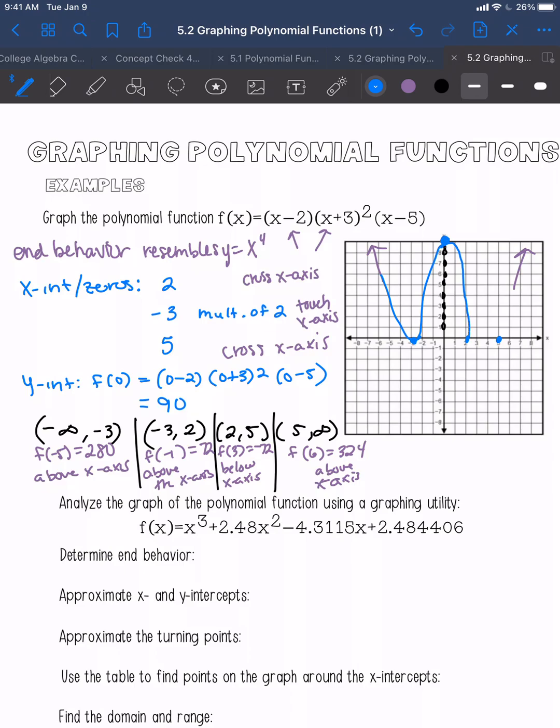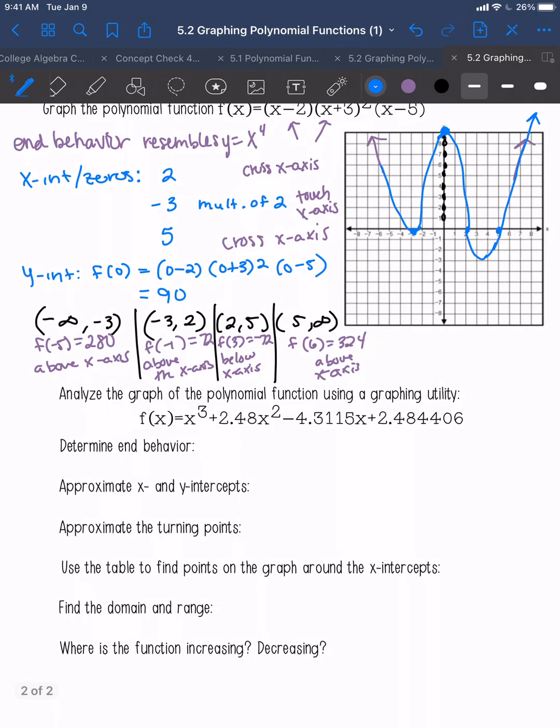It actually ends up going below the x-axis between 2 and 5, so it dips down here. This is where we would want to find an extra point for sure. And then it goes up. That's not the perfect graph because my scale is off, but that's just the general idea of what it would look like, where it's below the x-axis on the interval from 2 to 5.